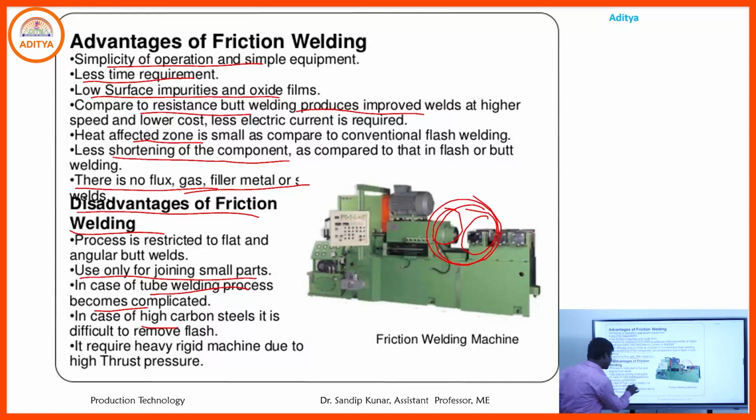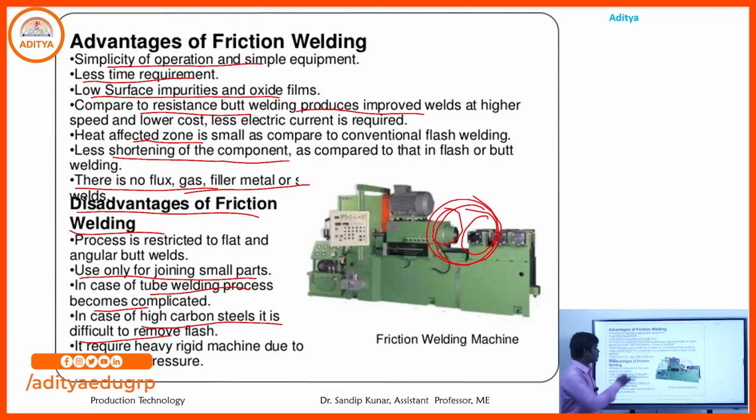Another, any high carbon steel is difficult to remove flaws from. High carbon steel is a very hard material. In that particular material, it is very difficult to remove the flaws. So that's why it is also restricted in that particular welding process.